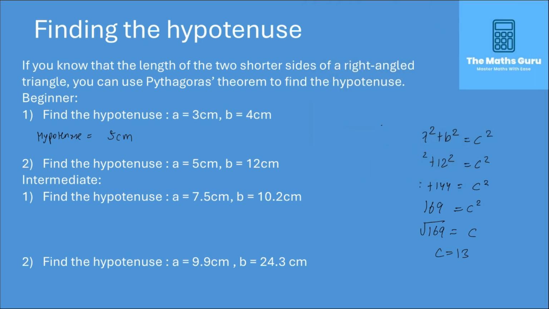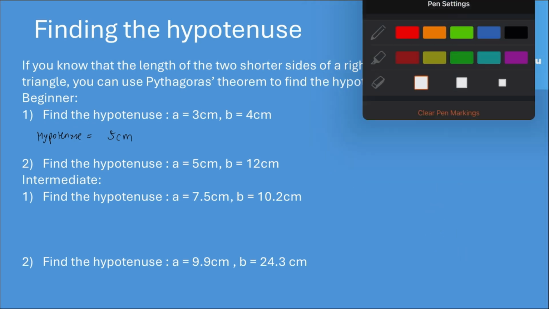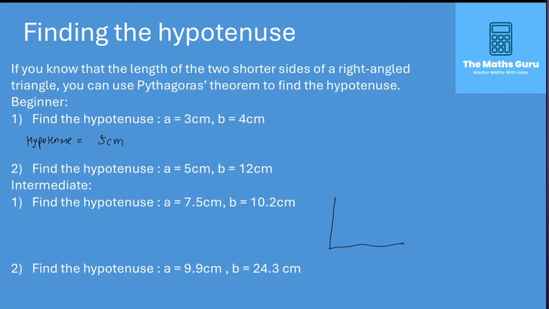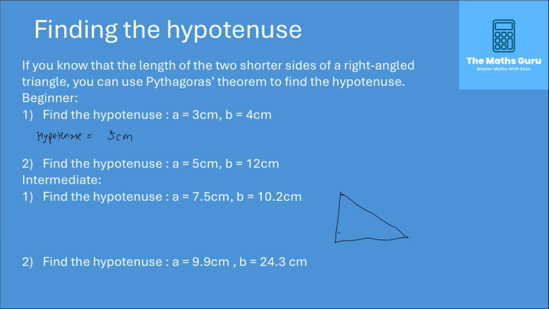We are told that A is equal to 7.5 centimeters, B is equal to 10.2. So let's draw this out again. This time we'll make the longer of the 2 shorter sides the base, and call this 10.2, and we'll call this 7.5. Utilizing our A squared plus B squared equals C squared, we do 10.2 squared plus 7.5 squared is equal to our C squared.